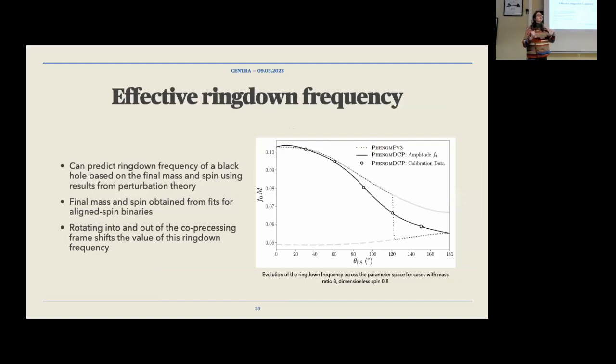And this is because when we transform into the co-precessing frame, we shift the ring-down frequency. And so the results from perturbation theory, the quasi-normal modes that are derived there, are only strictly applicable to binaries in the frame in which the final spin is aligned with the z direction. And we get this shift when we transform, but we were applying the results in the wrong frame, and so when we rotated back into the inertial frame, we were getting the value of the ring-down frequency incorrect.